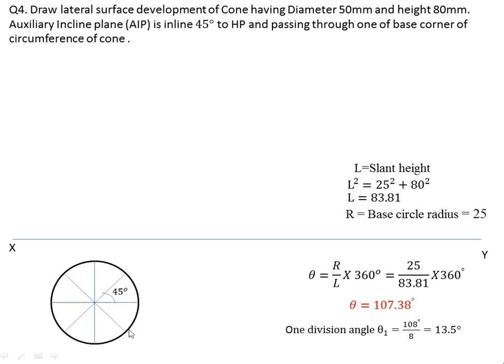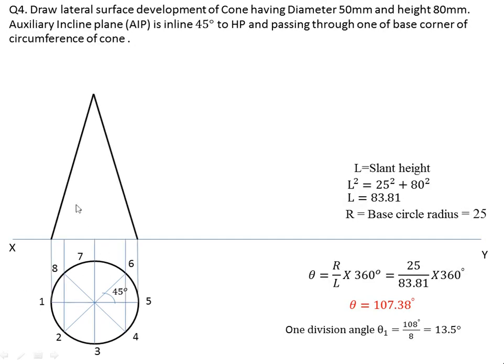Divide that circle into 8 equal parts. Then mark the points 1, 2, 3, 4, 5, 6, 7, 8. Next, transfer the projections. Now cone in front view will look like a triangle. So what is the height of this? Height is 80. So from this axis mark height 80 here and join this point like this and complete this triangle. Next, mark the points 1, 2, 3, 4, 5, 6, 7, 8.